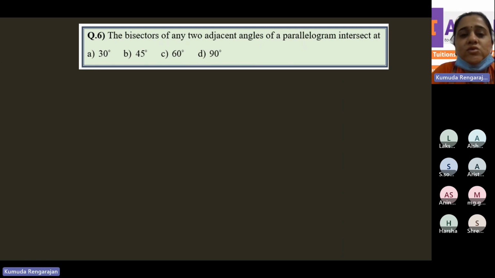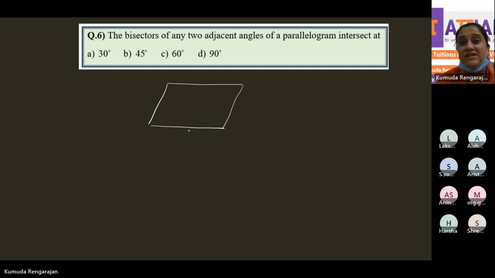The bisectors of any two adjacent angles of a parallelogram intersect at. Okay. So parallelogram, adjacent angles. Bisector of this angle, bisector of this angle. What do we mean by a bisector? It divides the angle into two equal halves. So we have to prove that the bisectors intersect at right angle. That means here it is 90 degrees. You need to prove that this is 90.